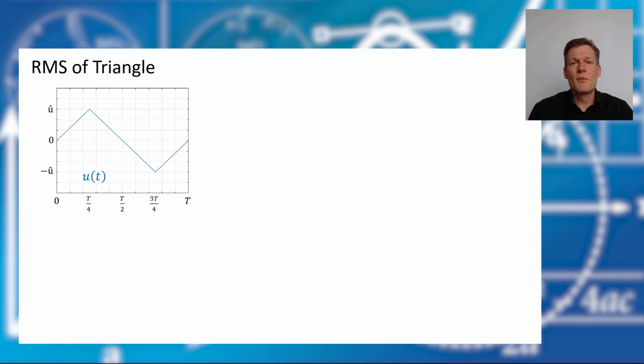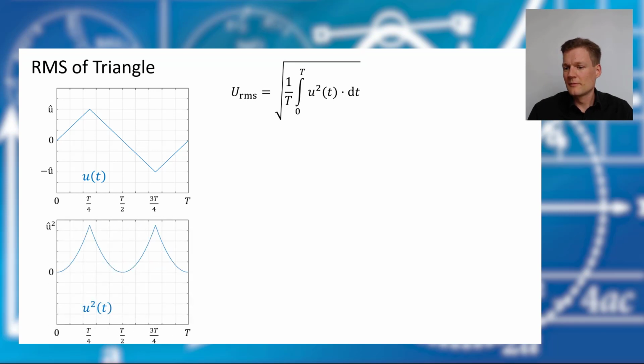Let's calculate some more RMS values. Let's take a triangle function. Same as before, we can use our equation to calculate RMS values. Okay, now let's have a look. I will show you how the square function of our triangle looks like. Okay, and here you see that the area under the function curve will be the same in every quarter of our squared function.